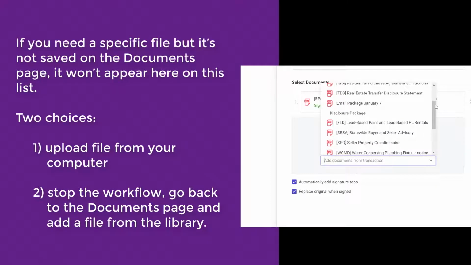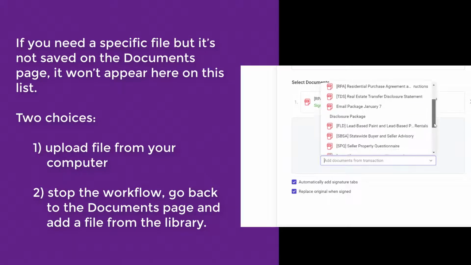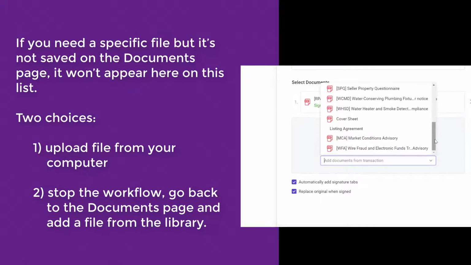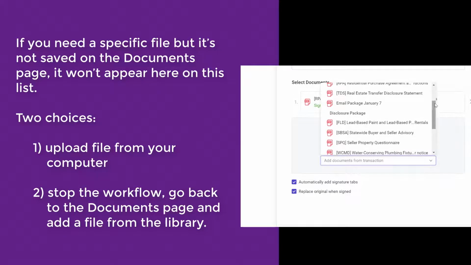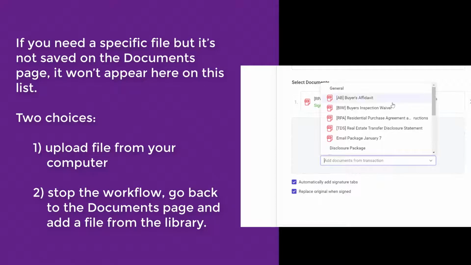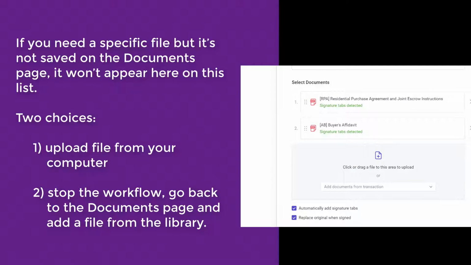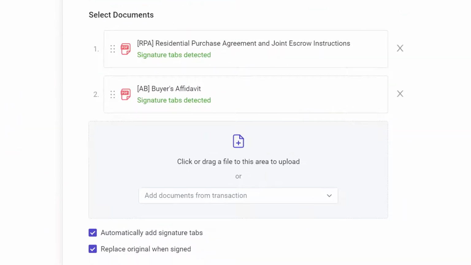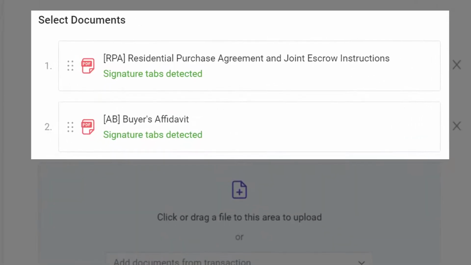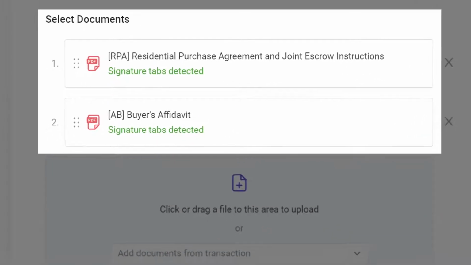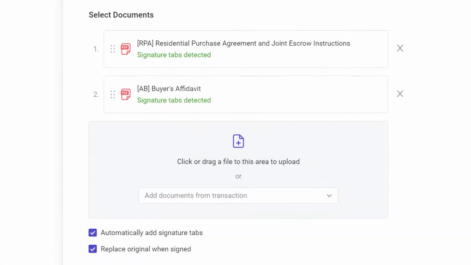If you need a specific file, but it's not saved on the Documents page, it won't appear on this list. In this case, you have two choices: upload the file from your computer, or stop the workflow, go back to the Documents page, and add a file from the library. Forms you upload or insert display under the Select Documents heading. Repeat the steps to add documents to the package.